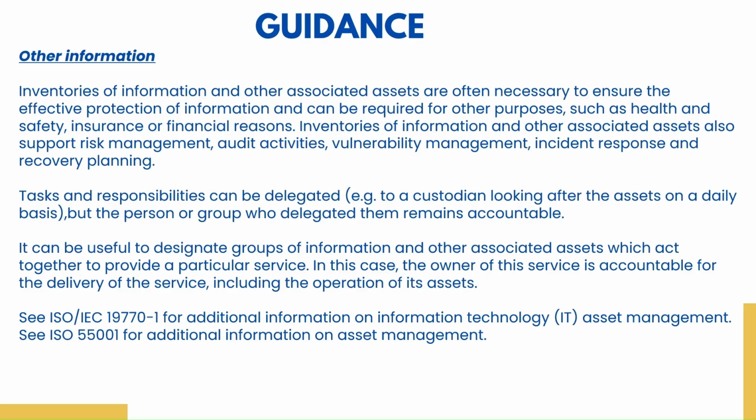Apart from this, there is some other information that this control talks about. What it says is, inventories of information and other associated assets are often necessary to ensure effective protection of information. So why are we doing all this? Why is this inventory of assets important? So that we can effectively protect the information, and it can be required for other purposes such as health and safety, insurance and financial reasons also. Sometimes we keep these assets for many other reasons as well.